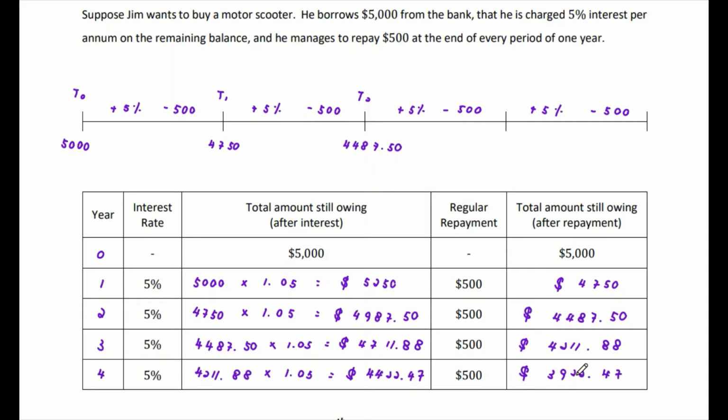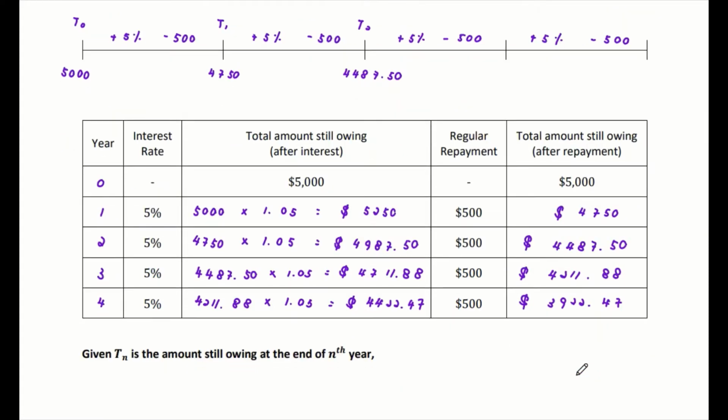Something that you should realize here is that after each repayment, the total amount of money that he's still owing is reducing. So that's why the 5% interest charge will reduce as well. The 5% remains, but because the amount of money that you are getting charged for is reducing, the interest is reducing as well. So by using this idea, you can see from year to year, until a certain year, he will be able to pay off his loan.